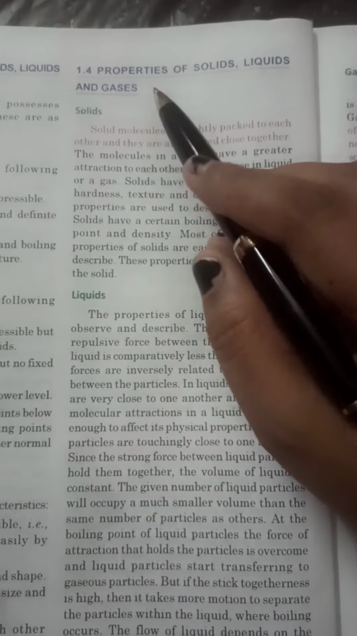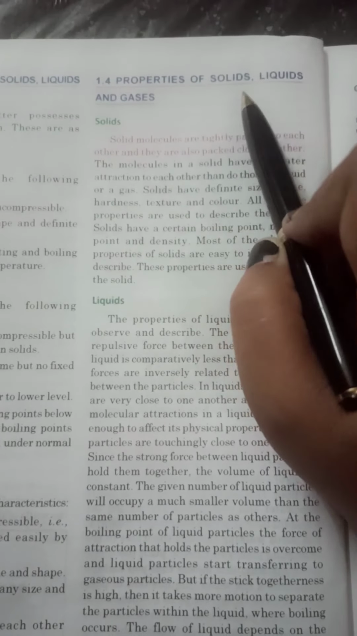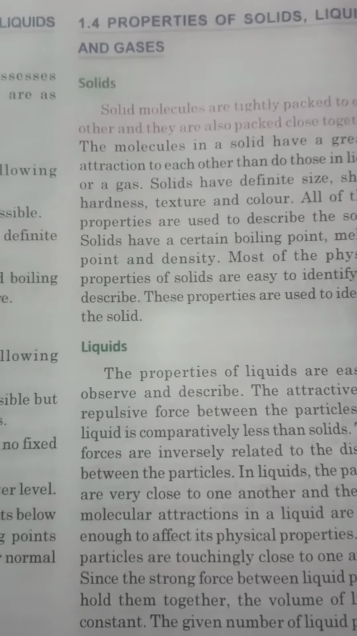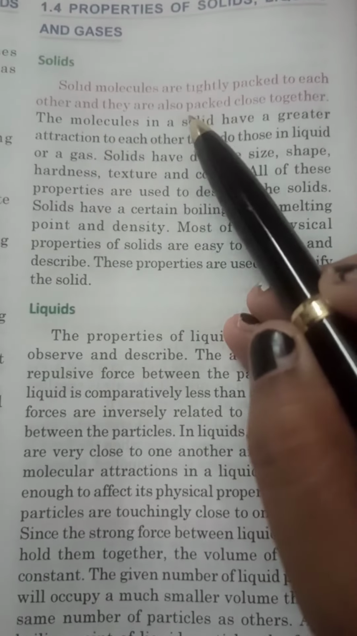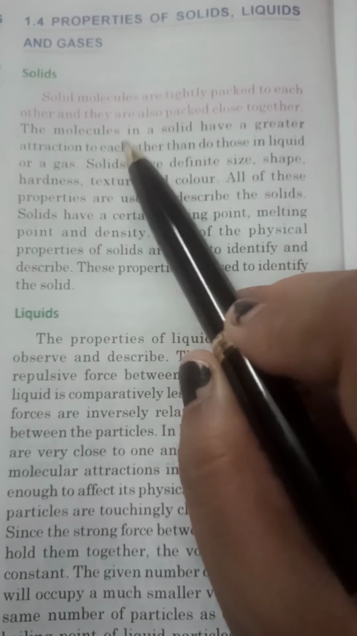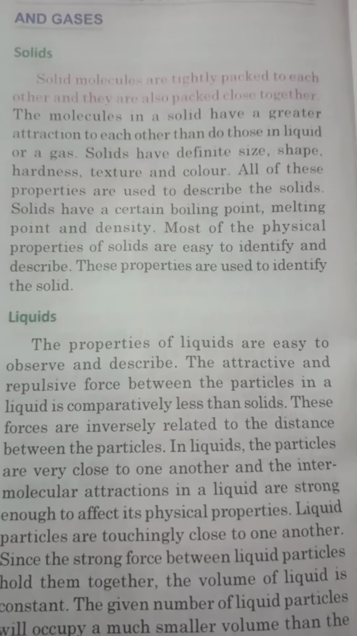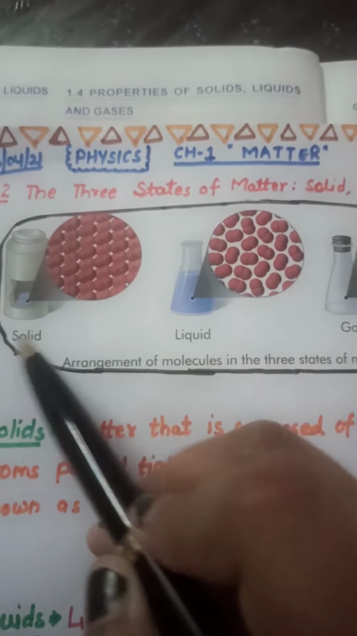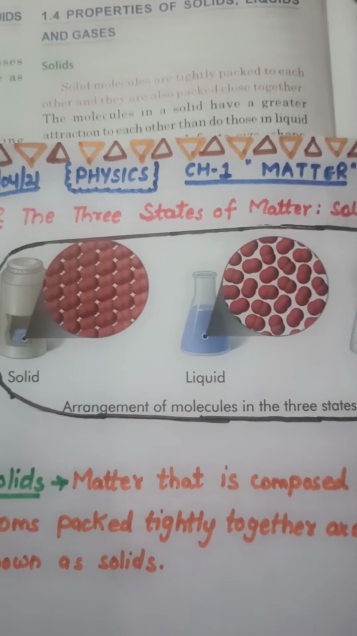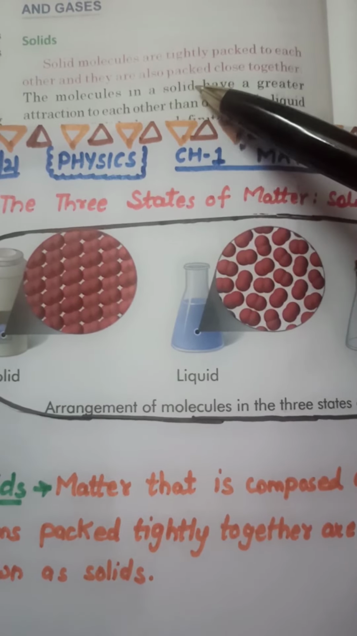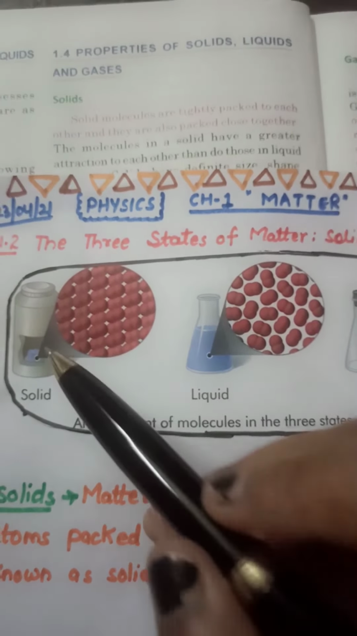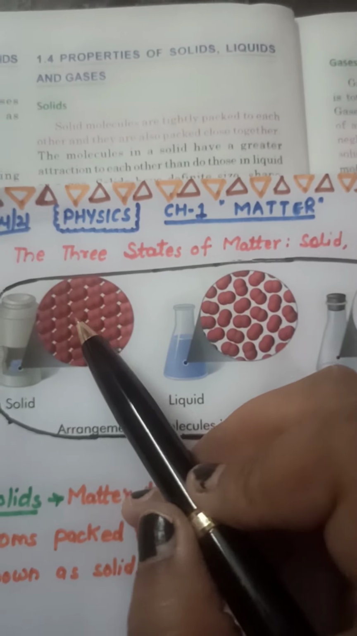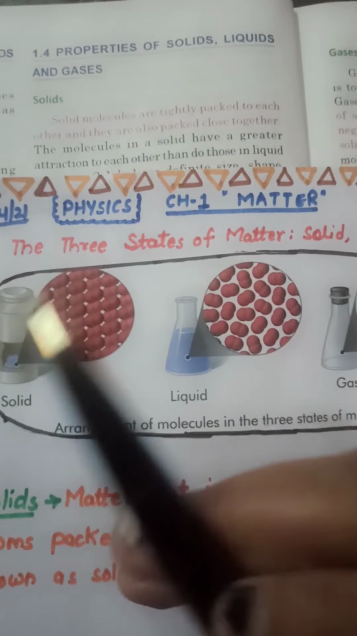Now we will move on to point number 1.4, that is, properties of solids, liquids and gases. First of all, let us begin with solids. Solid molecules are tightly packed to each other and they are packed close together. I hope you all remember this figure. The molecules in a solid are tightly packed and very close to each other. This is what happens in the arrangement of molecules in a solid.